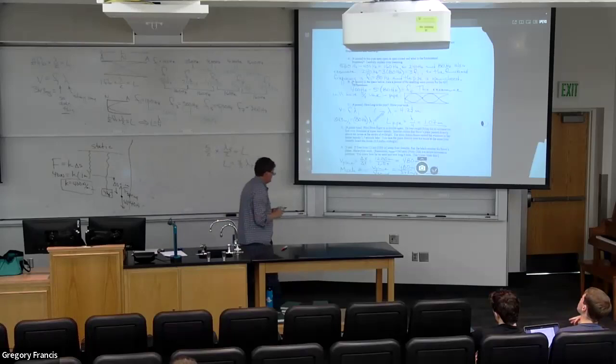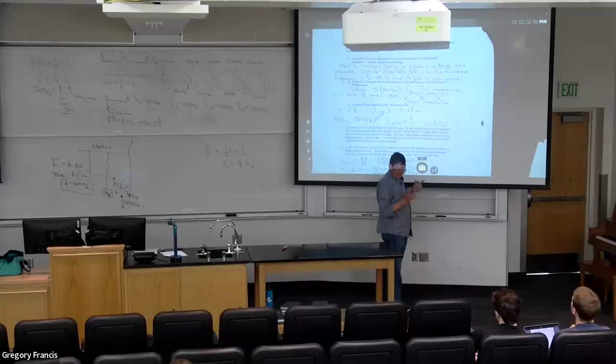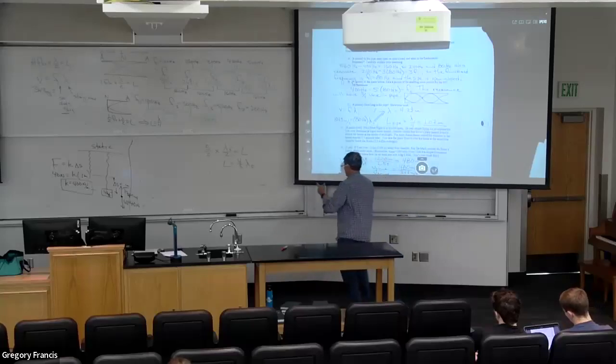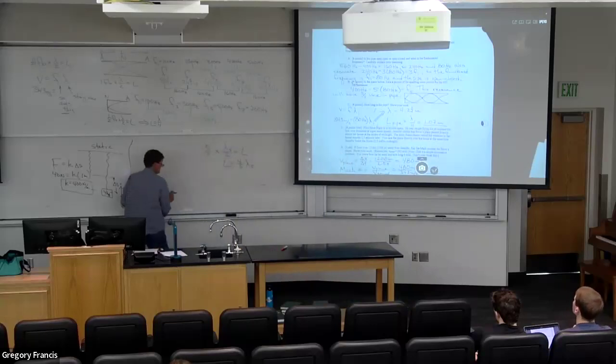Now, wait a minute, Greg. You said the length of the pipe was 1/4 lambda. Well, that's lambda 1. That's the longest wavelength of the fundamental. I'm doing it now for the fifth harmonic. And to find that lambda 5, remember this equation works for all the harmonics. It works for one, but it also works for 5.